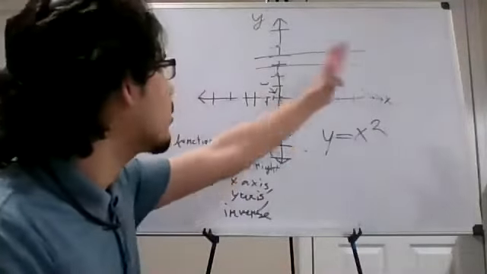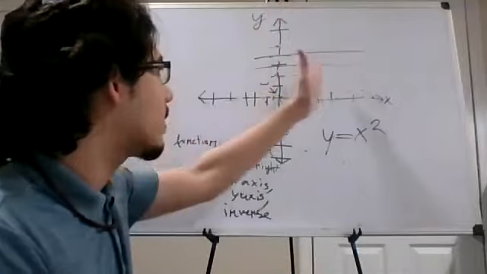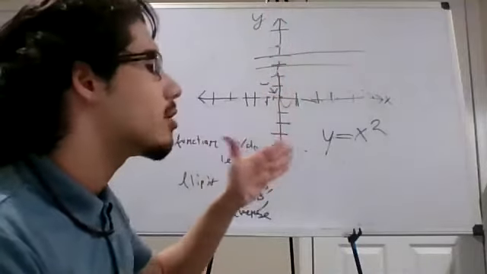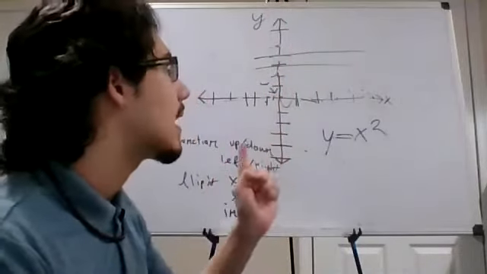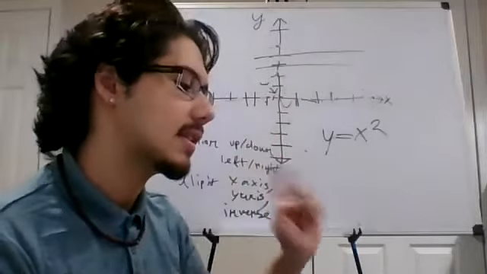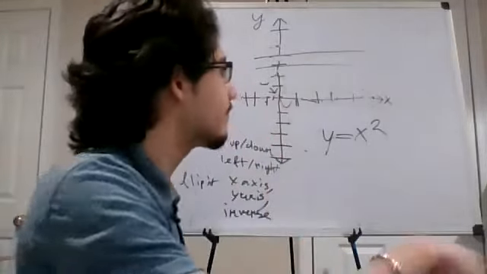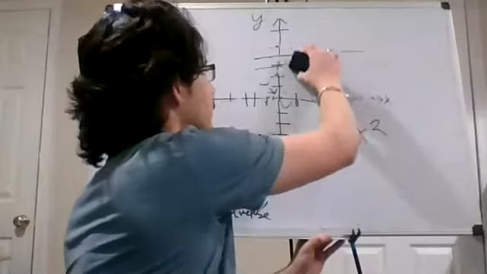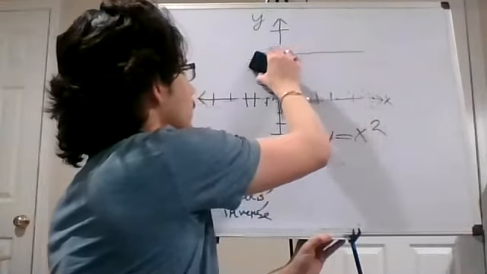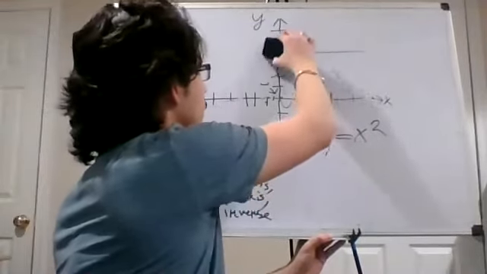So we can have two functions that have different y values at the same x, but you cannot have one function that has two different y values at the same x. Any questions? No, sir. Perfect.